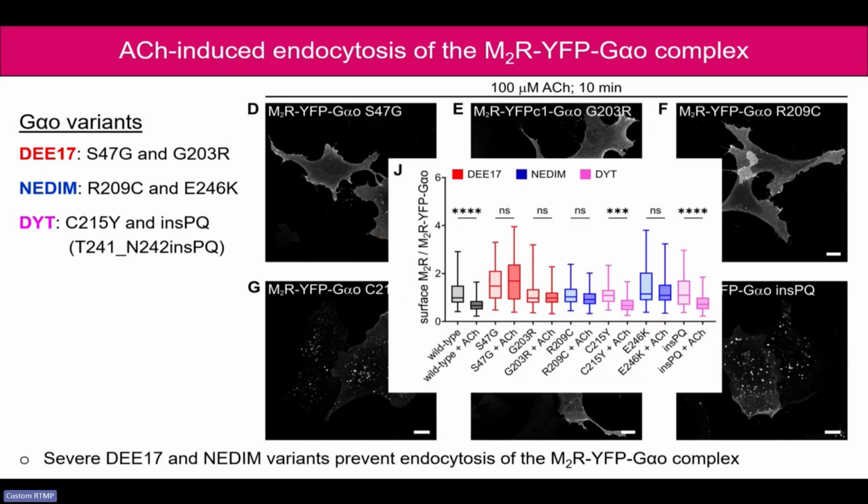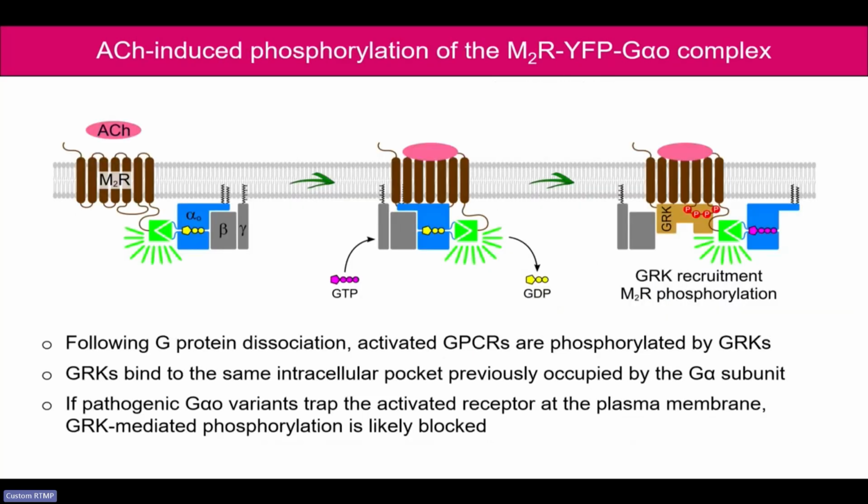Now, this is a quantification. Basically, we quantify how much receptor is outside with or without stimulation. And as expected, you only have significant differences for the wild type and the mutants associated with the dystonia phenotype. So now, to try to confirm this, what we took a look at is the next steps in the process of endocytosis of the receptor.